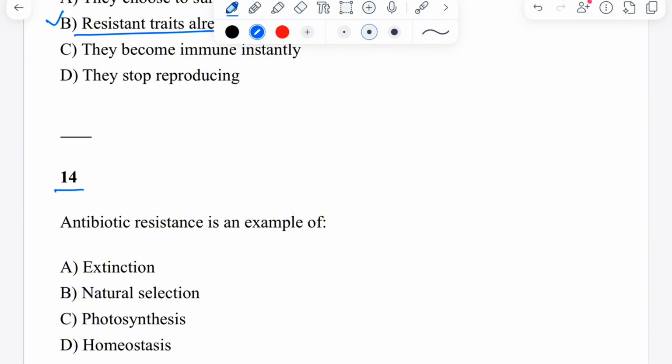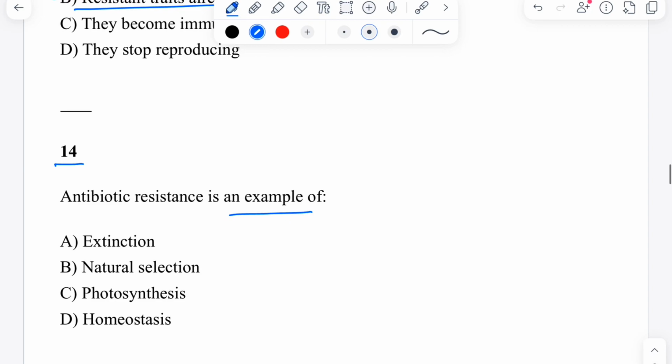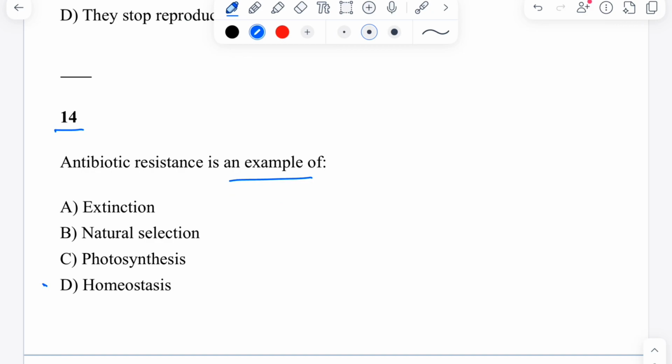Number 14. Antibiotic resistance is an example of A. Extinction, B. Natural selection, C. Photosynthesis, and D. Hemostasis. It's easy. B. For what? Antibiotic resistance develops through natural selection.